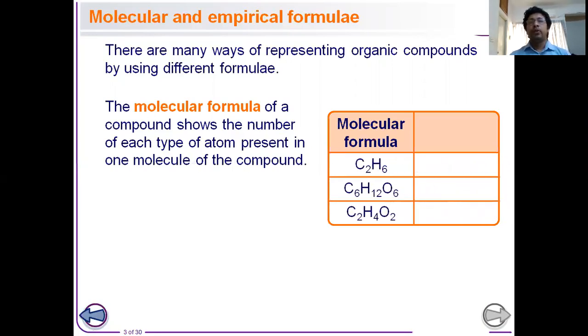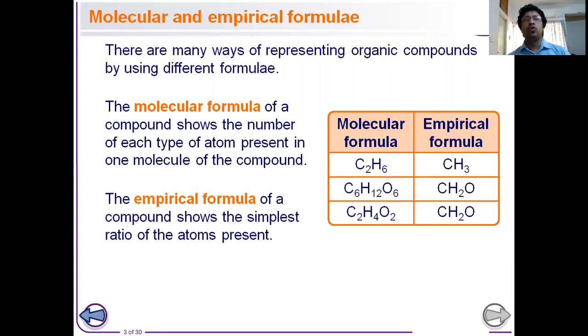Molecular formula will express the actual number of atoms present in a particular molecule. The examples are given here. In ethane, there are 2 carbon atoms and 6 hydrogen atoms present. So the molecular formula of ethane is C2H6. Here we do not get any idea about the arrangement of the atoms, but we can understand the actual number of different atoms present in a particular molecule.